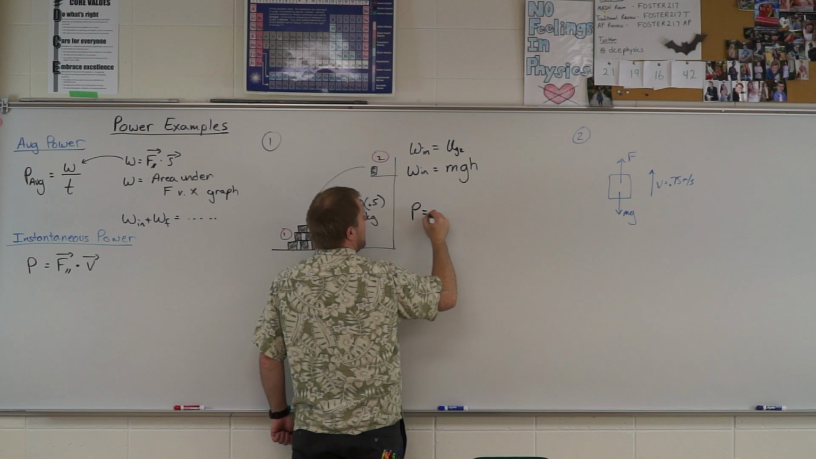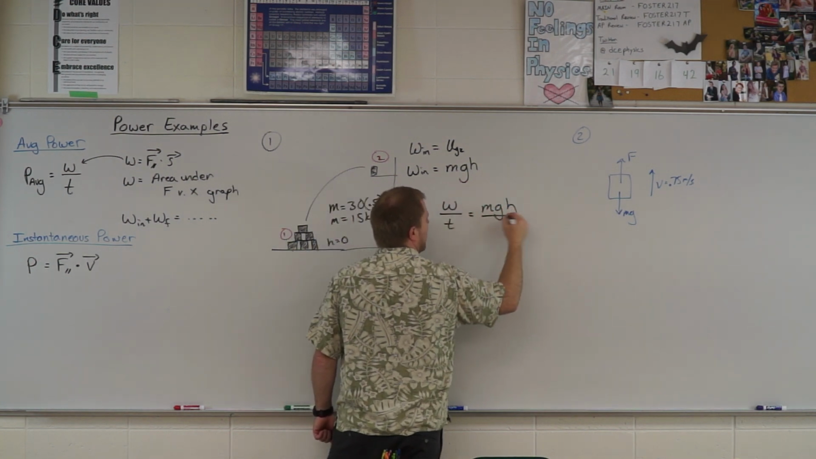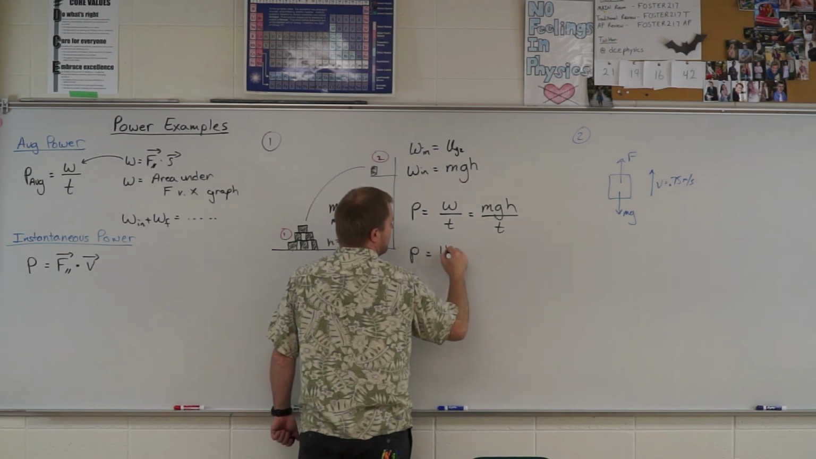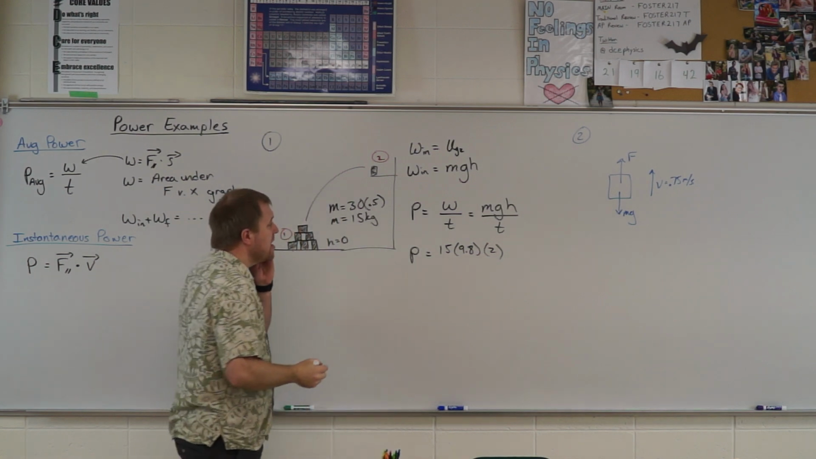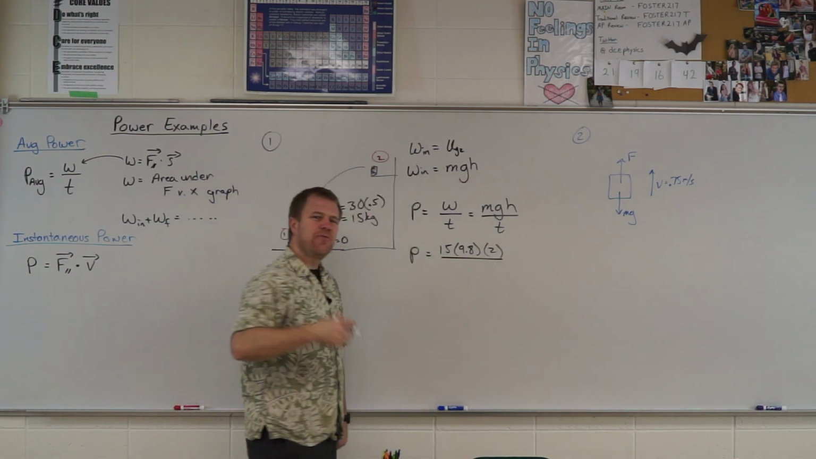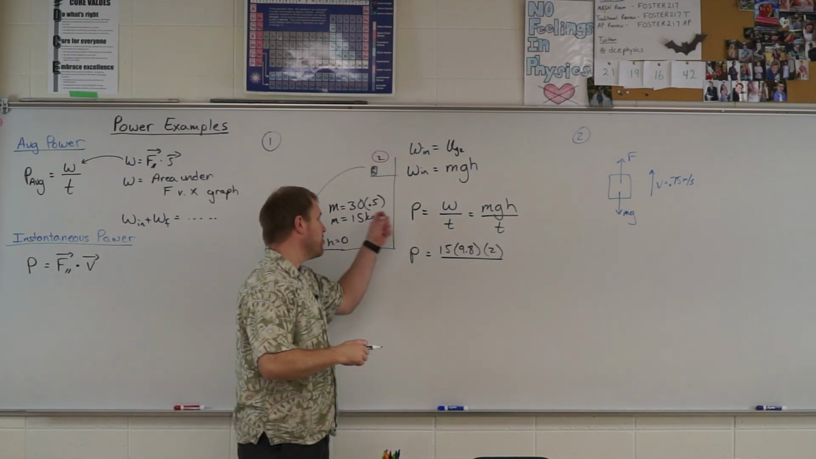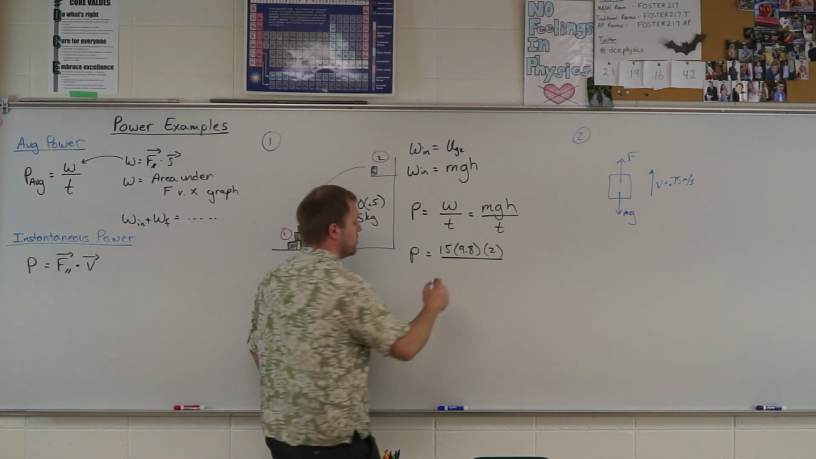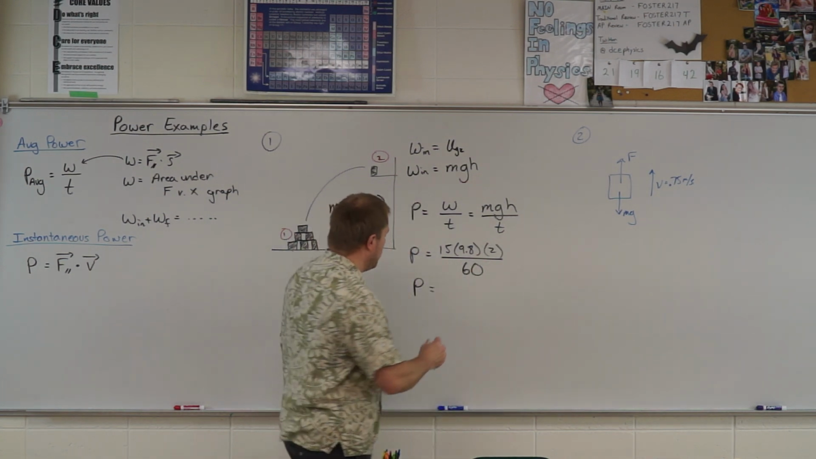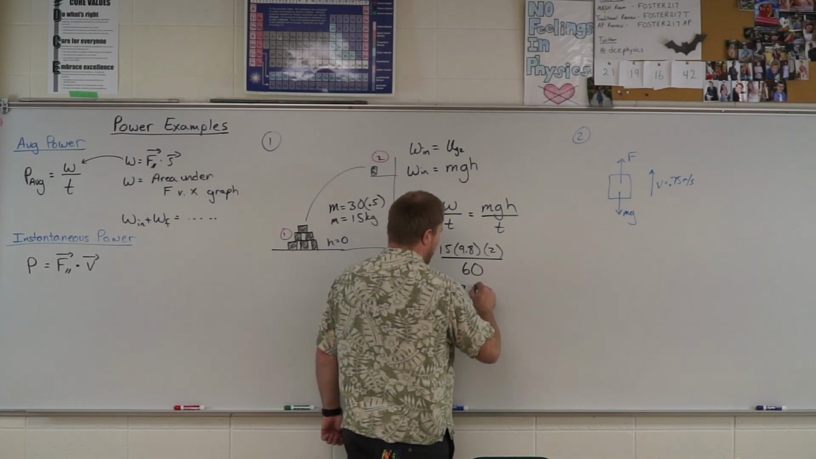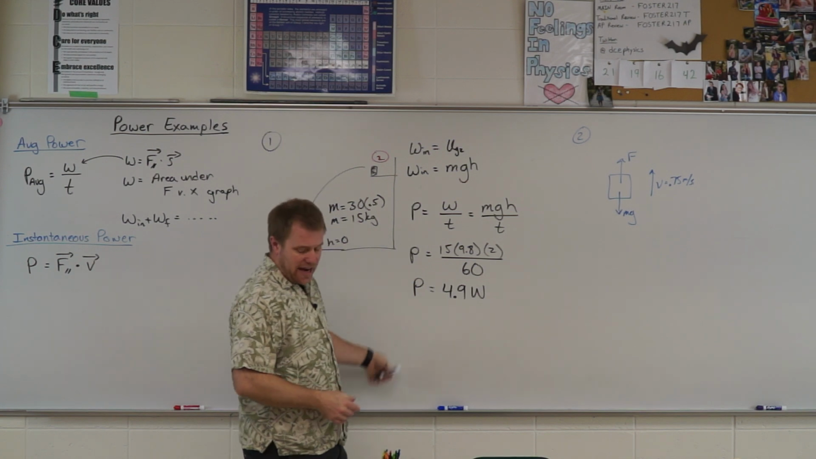To find the power, I just need to do work divided by time. So I'm going to do mgh divided by time. So my power is going to be 15 times 9.8 times the 2 meters we lifted those cans, all divided by the time. And it said 30 cans per minute. So that means they did these 30 cans in a time of 1 minute or 60 seconds. And so we find out that the power output is 4.9 watts of power.